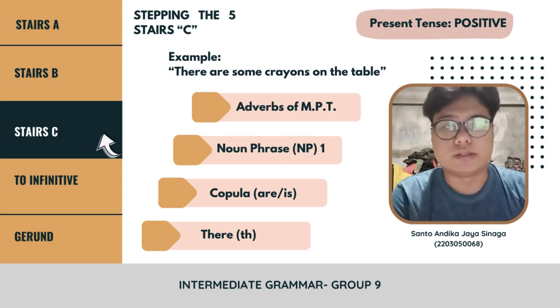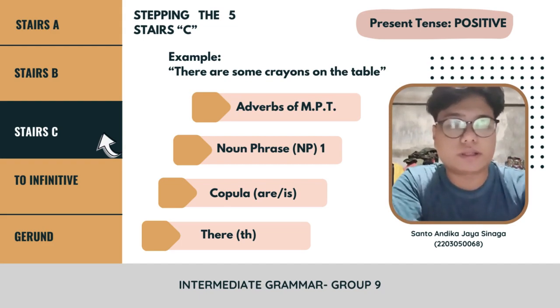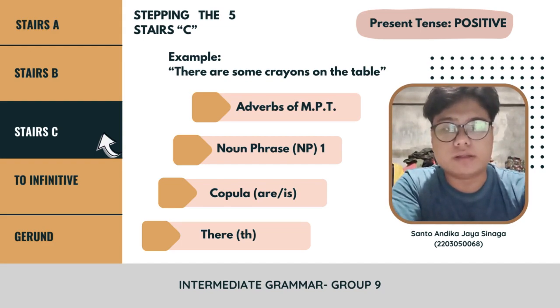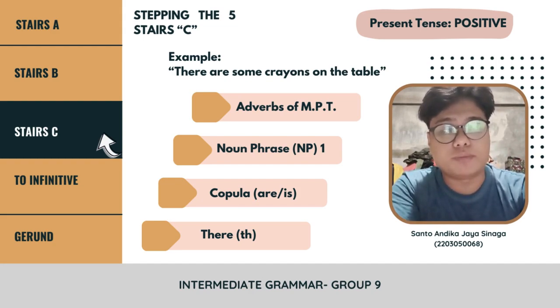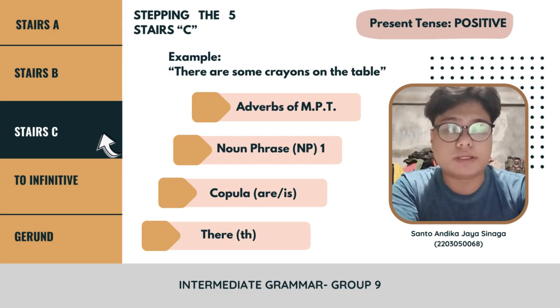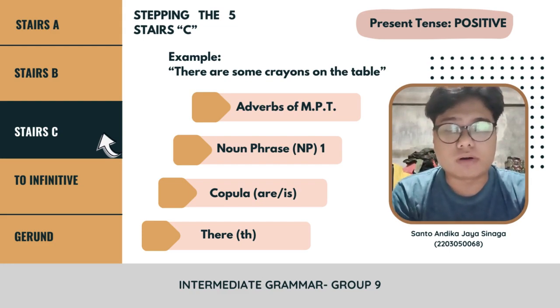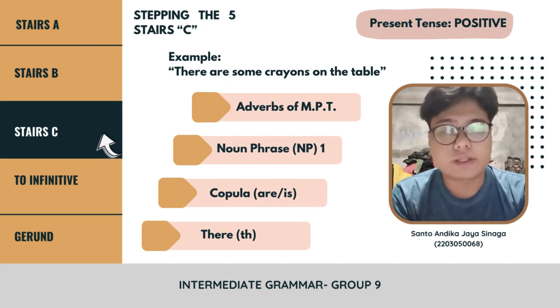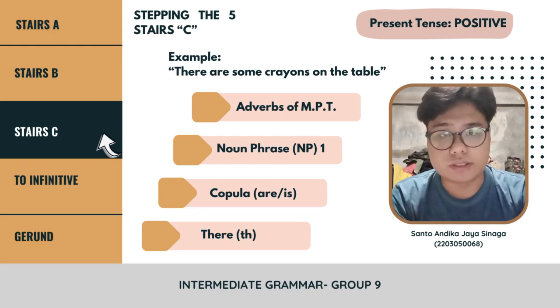As we can see on the slides, there are four steps to create the positive sentence of present tense. The first step is there, the second is the copula, which is are and is, the third step is noun phrase one, or NP1, and the last step is adverbs of MPT, or adverbs of manner, place, and time. Here is an example of a positive sentence in present tense: there are some crayons on the table.